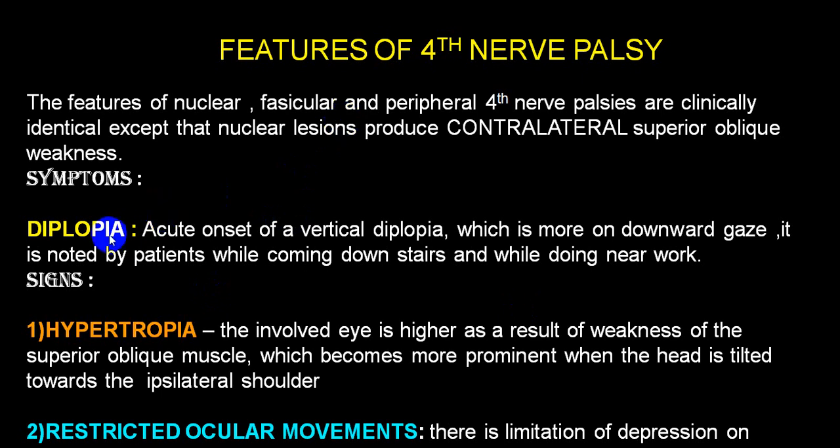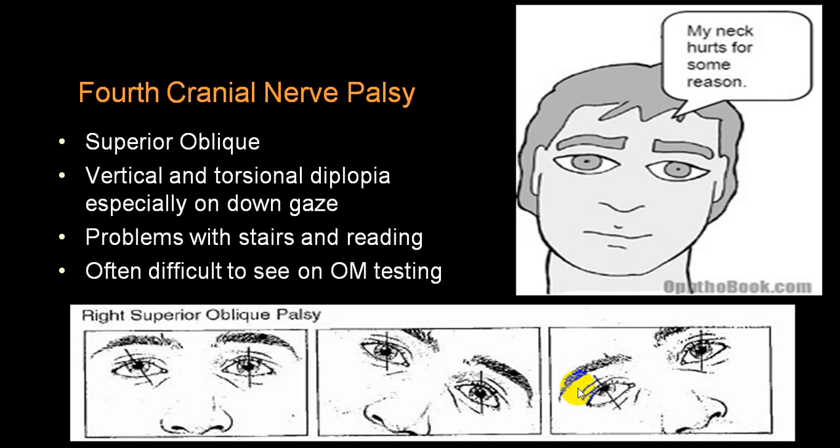So fourth cranial nerve: diplopia, hypertropia and restricted ocular movement. We have already discussed this. With the superior oblique gone, vertical and torsional diplopia will be there. When you ask the person to look downwards and outwards, that is the movement of the superior oblique, and the person is not able to do that action. So you will have diplopia in that field, and the person will find a problem while going down the staircase and while reading.